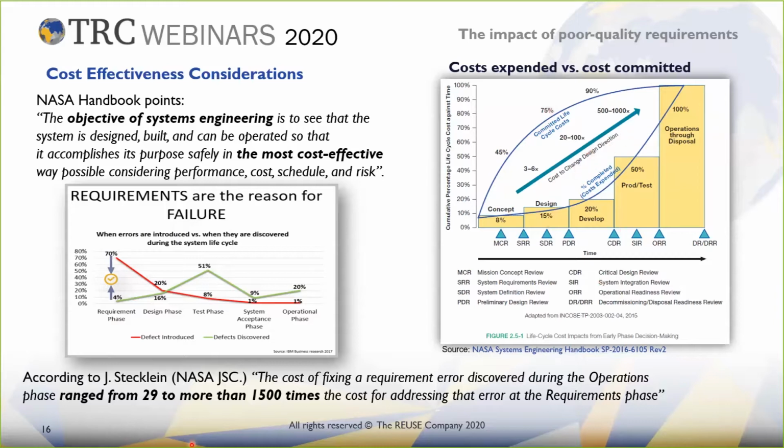For instance, this author from NASA, Stecklein, says that the cost of fixing a requirement error discovered during the operation phase ranges from 29 to more than 1,500 times the cost of addressing that error at the requirement phase. So the more we can mitigate this problem and work in this part of the project, the more we will save money and time to market. That is our main goal, the main objective for our suites.